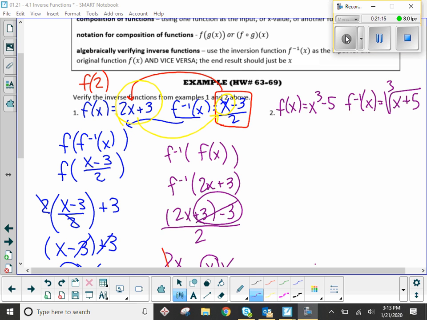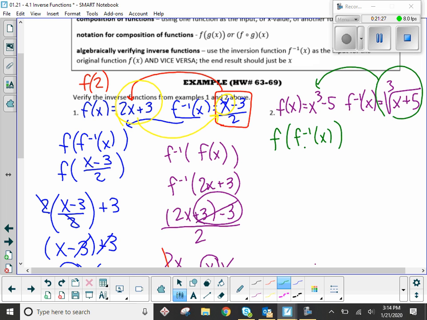So I'm going to take the inverse and plug it into the original first. So that notation looks like this, plugging the inverse into the original. So where there's an x now becomes this function, and that x is cubed. How do y'all feel about this? You got everything? This looks just like this?